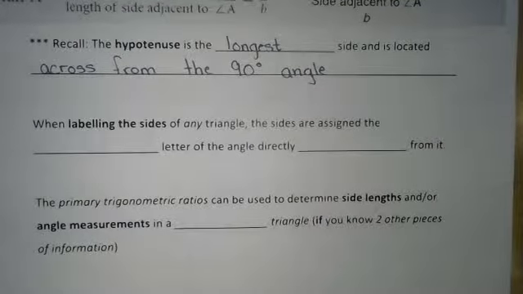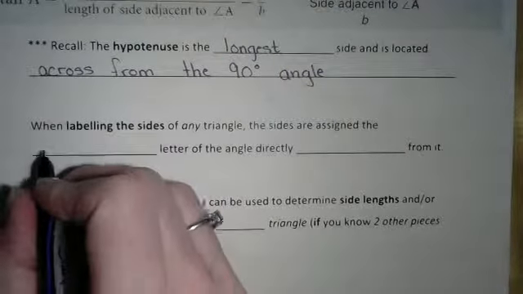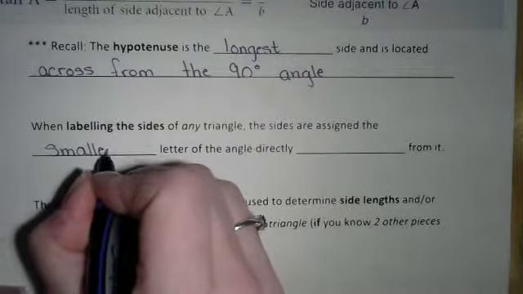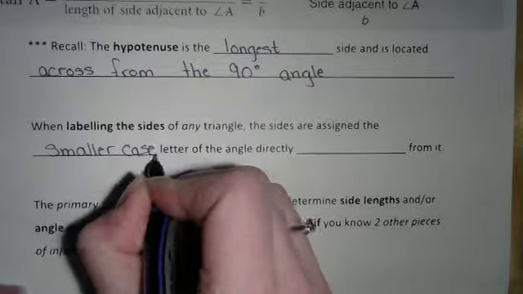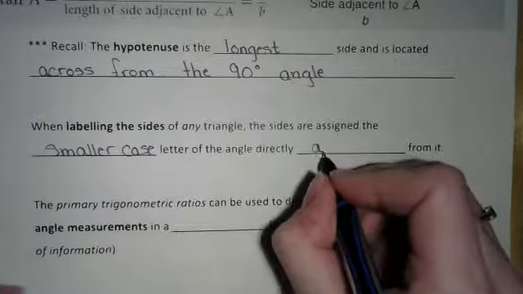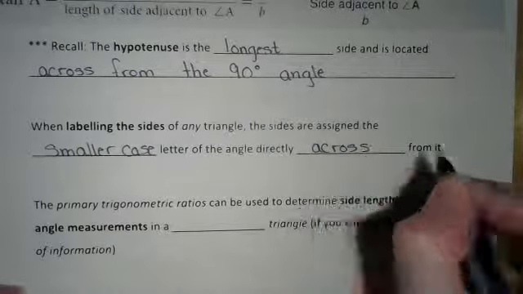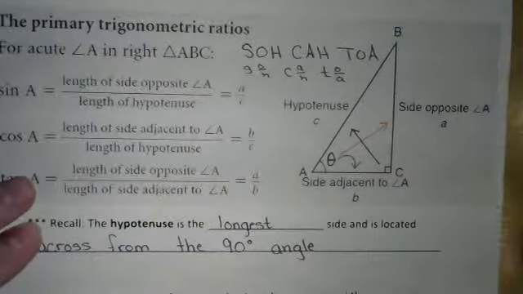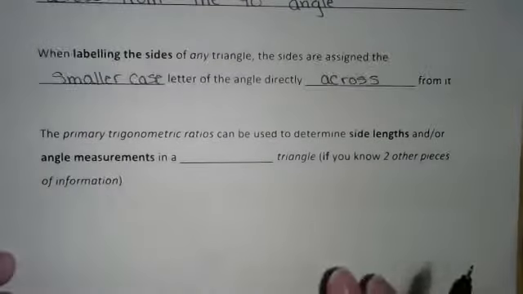When labeling the sides of any triangle, the sides are assigned the smaller case letter of the angle directly across from it. Okay, so that's what we went through. Little a goes across from big angle A.